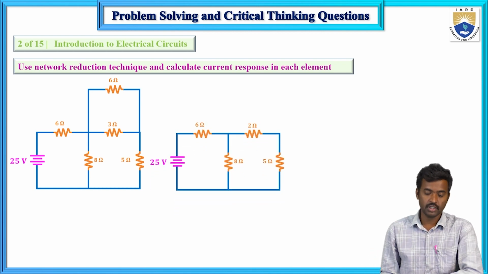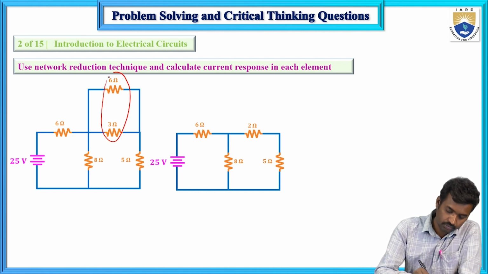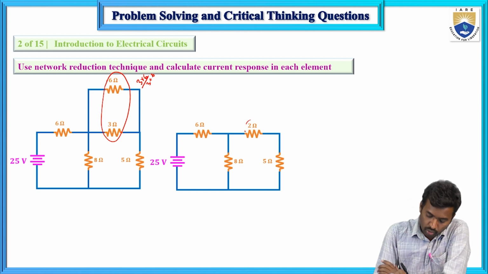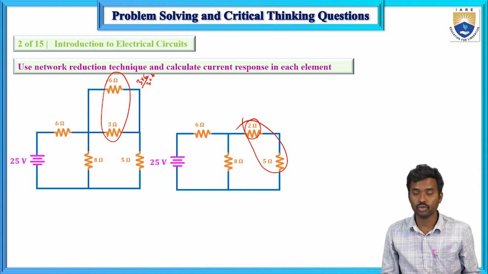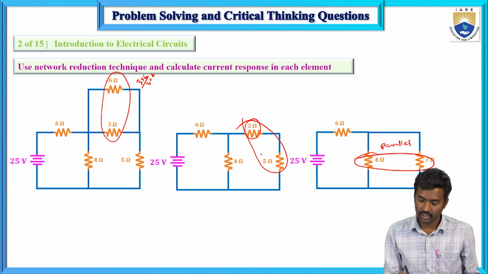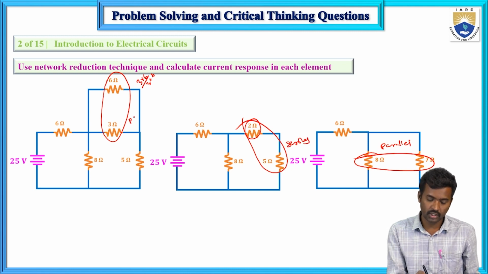So first simplify this. These two are connected in parallel. So 3 and 6 are connected in parallel. So 3 into 6 divided by 3 plus 6, 18 by 9, that equals 2. And next these two are connected in series, 5 plus 2, that is 7. Next, this is 7, and 8 and 7 are connected in parallel, and these two are connected in series, and these two are connected in parallel.